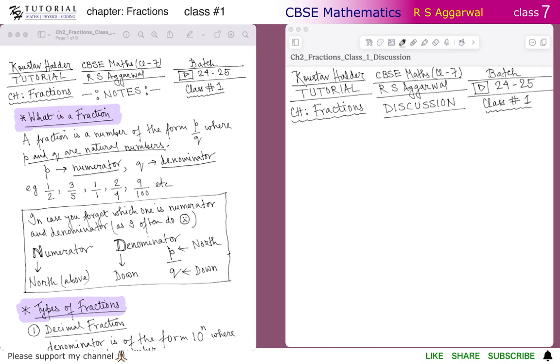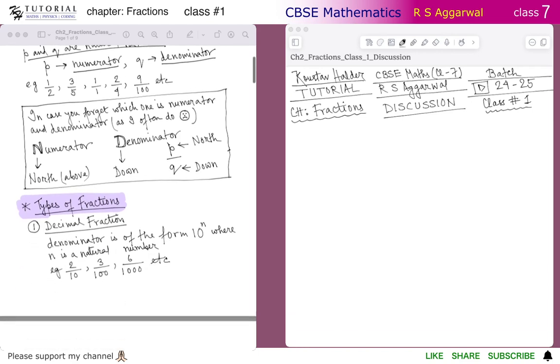So as examples of fractions, you have a half, 3 by 5, 1 by 1, 2 by 4. 1 by 1 is also a fraction, remember, because any fraction will be of the form p by q, where p and q are natural numbers. So 2 by 4, 9 by 100, etc.